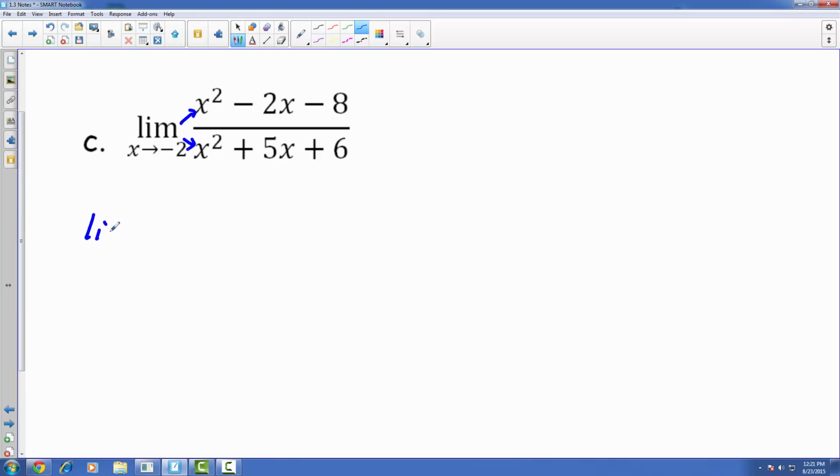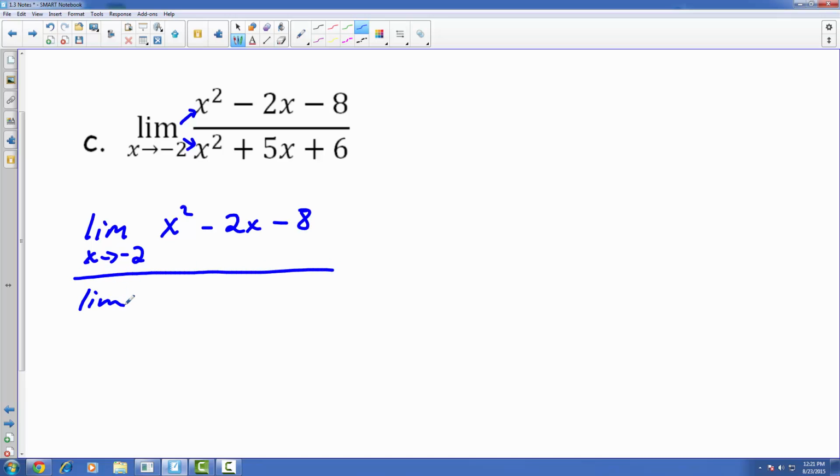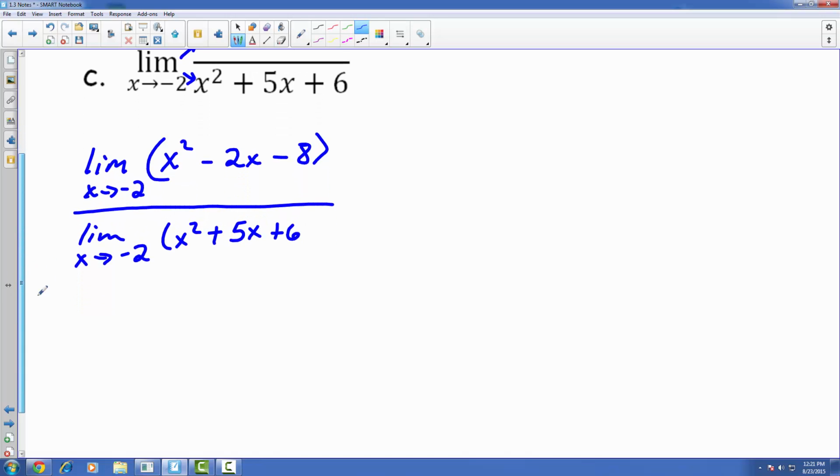And as a result, we have the limit as x approaches -2 of x squared minus 2x minus 8 on top, all over the limit as x approaches -2 of x squared plus 5x plus 6 on the bottom. Now, again, you could use the sum and difference with limits, because the sum of the limits is equal to the limit of the sum. And we've talked a little bit about that, but let's just use direct evaluation.